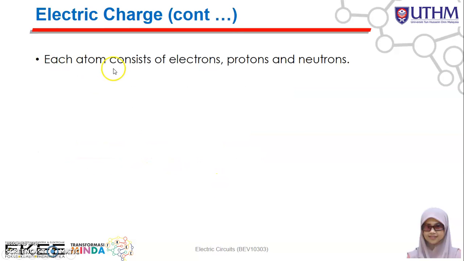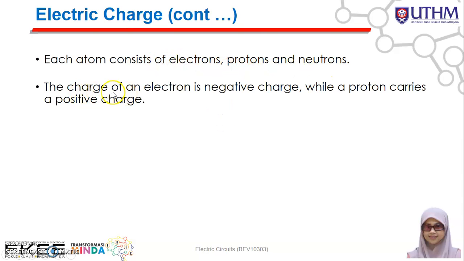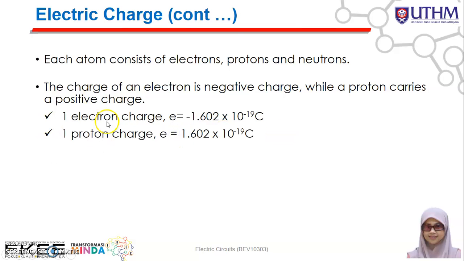Each atom consists of electrons, protons, and neutrons. The charge of an electron is negative, while a proton carries a positive charge. One electron charge is equal to negative 1.602 multiplied by 10 to the power of negative 19 coulomb. The proton charge has the same magnitude but is positive.